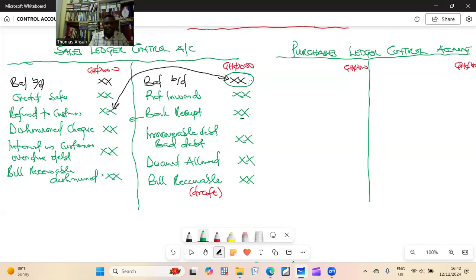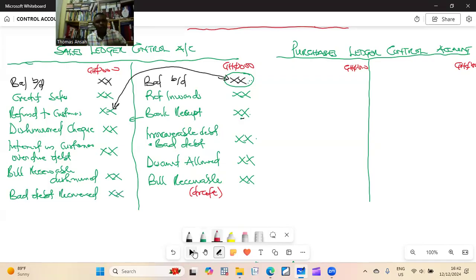Again, that bad debt that we have recorded here is money that we think we will never receive. However, if that bad debt is later received, then it means that we need to also reverse this one so that the debt can be standing. So we say that bad debt recovered is also recorded here.